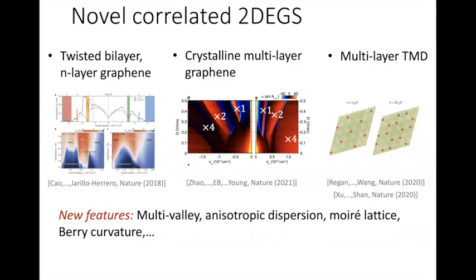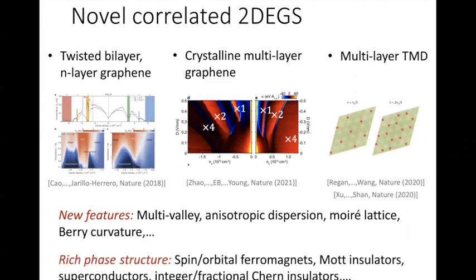And these features give rise to an extremely rich phase structure, including all kinds of things that we would never find in the simple 2D electron gas, such as spin and orbital itinerant ferromagnetism, correlated insulators, superconductors, and even integer or fractional Chern insulators. A fractional Chern insulator was recently found in one of these multilayer TMD systems. So this is, of course, a really wonderful development in our field.